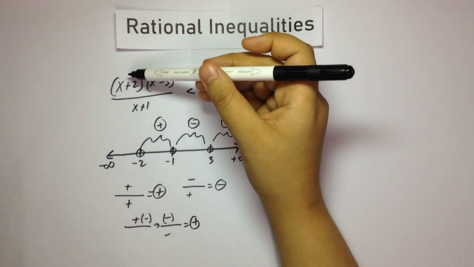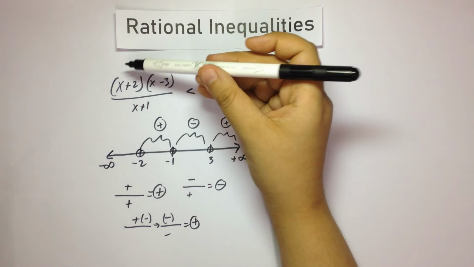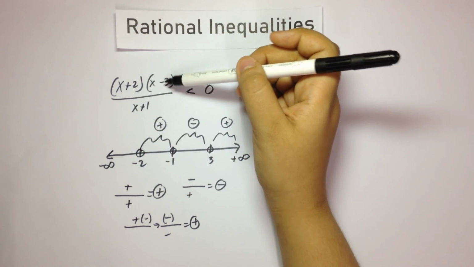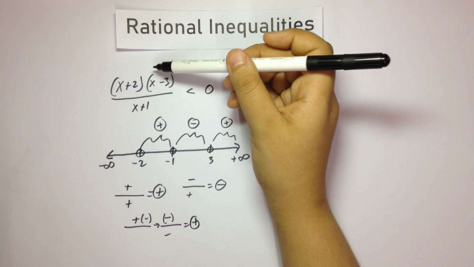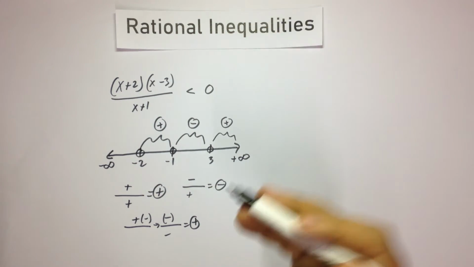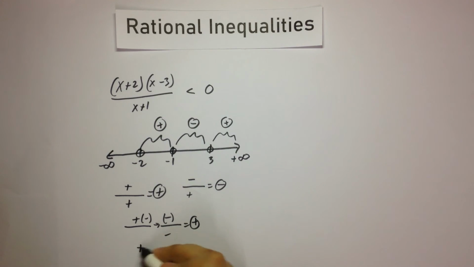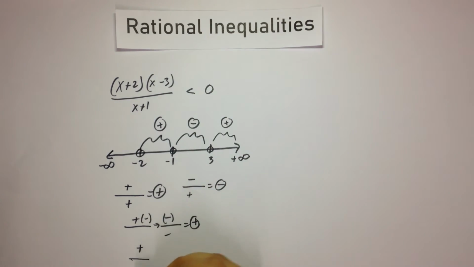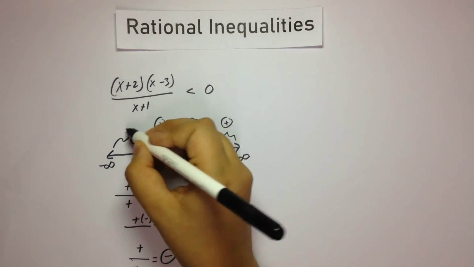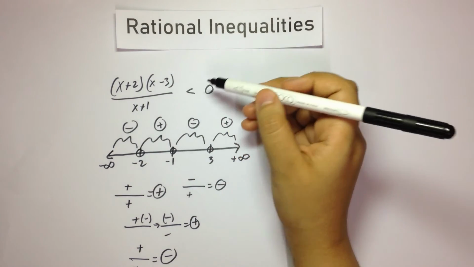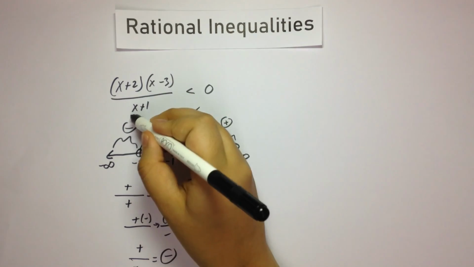So let's try negative 4. So negative 4 plus 2 would be negative 2. And negative 4 minus 3 would be negative 7. So a negative multiplied by a negative would be a positive. And negative 4 plus 1 would be a negative sign. Positive divided by negative would be negative. So this region over here would be negative. And since we are looking for a negative region, we will consider this and this region.